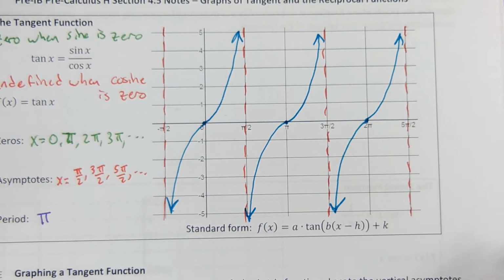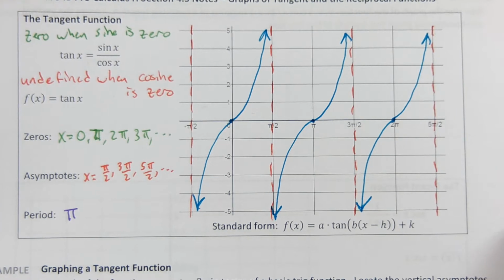Question for me, what's up? So when you're shifting it left and right, would the vertical asymptote also shift? Everything about it has to shift, including the asymptotes.